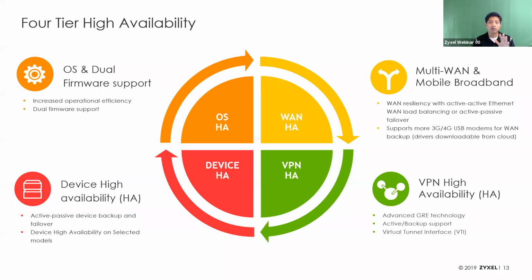So we also focused on a lot of availability. We know that the network is very important, so the network has to be available. So we have 4 tiers of high availability. Not only do we do a firmware OS high availability, we have device high availability, we have multiple internet connectivity high availability, and also VPN tunnel high availability, making sure that, again, all of the different aspects of security and connectivity are always available for a small business.